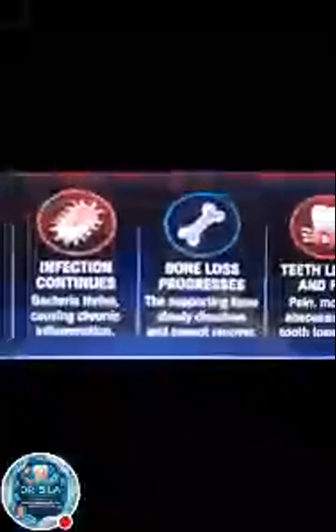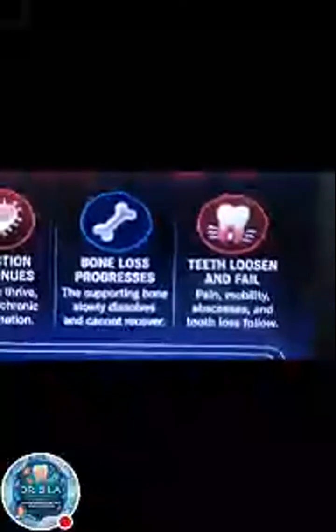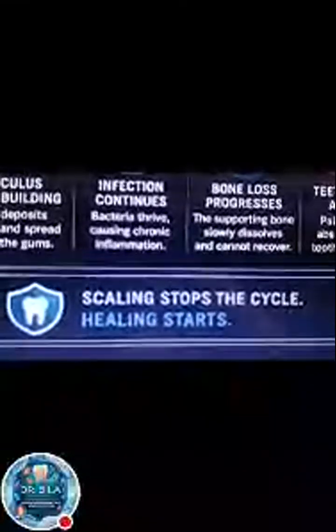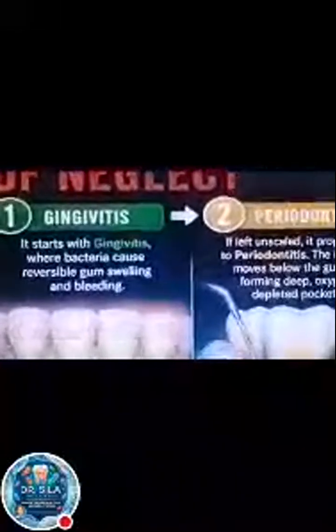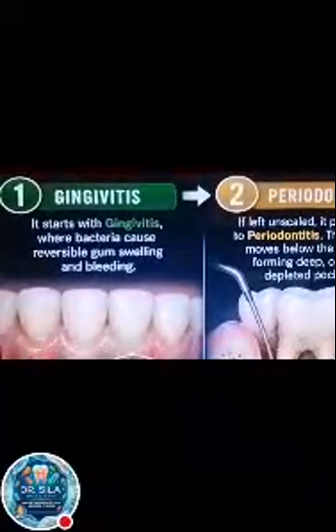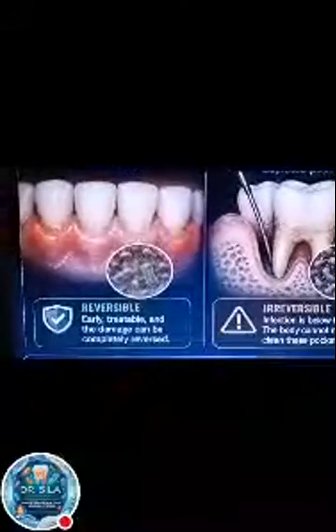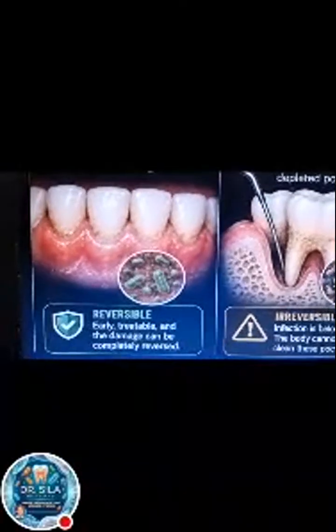Now, calculus keeps building, a hard deposit thickening and spreading below the gum line. Infection continues, bone loss progresses, and then the teeth loosen and fail. So scaling stops the cycle and healing starts. The downward spiral of neglect. It starts from gingivitis, where bacteria cause reversible gum swelling and bleeding. Reversible, early, treatable, and the damage can be reversed.